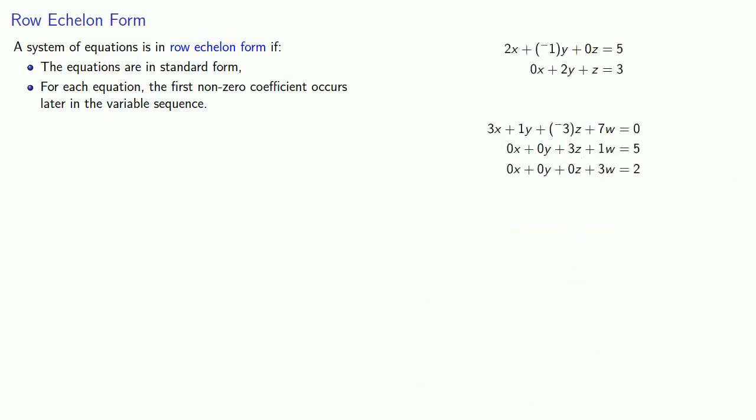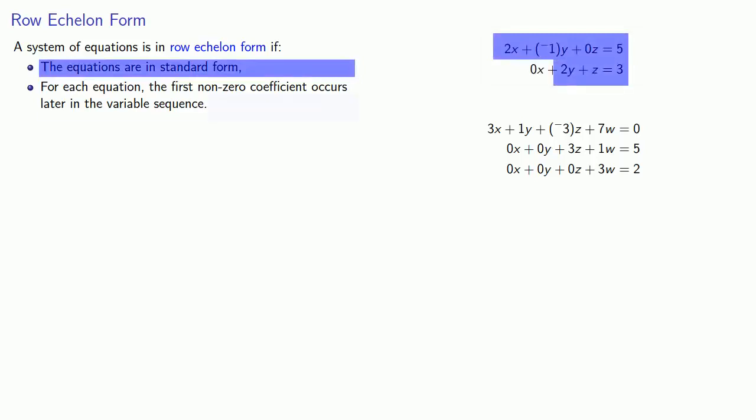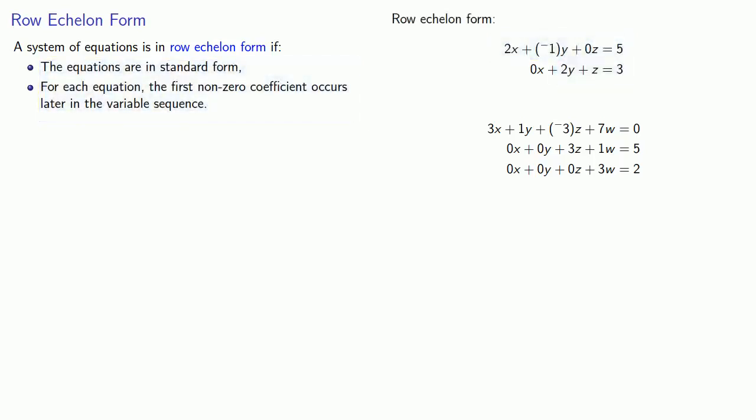What about these systems of equations? Well, in our first set, we see that the equations are in standard form, and the first non-zero term of each equation occurs later in the variable sequence. So this system is in row echelon form. Similarly, the second system of equations is in standard form, and the first non-zero term of each equation occurs later in the variable sequence. So this system of equations is also in row echelon form.